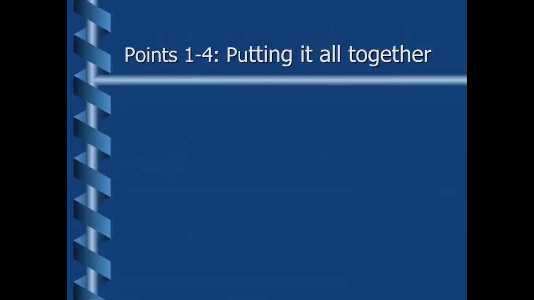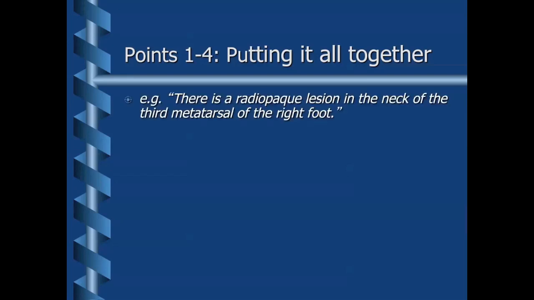So putting points 1 to 4 together before we go on to these other descriptors, I'll give you some examples. First example, there is a radio-opaque lesion in the neck of the third metatarsal of the right foot. Okay, now we might also want to have on the AP projection there or something like that. So it's very clear the exact location of the bone and exactly what we're looking at, a radio-opaque lesion, meaning a lesion that has increased density.